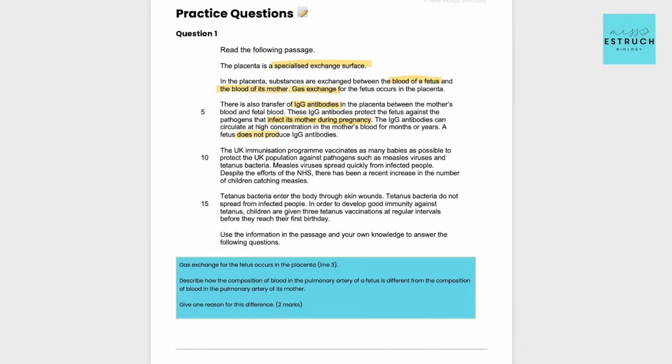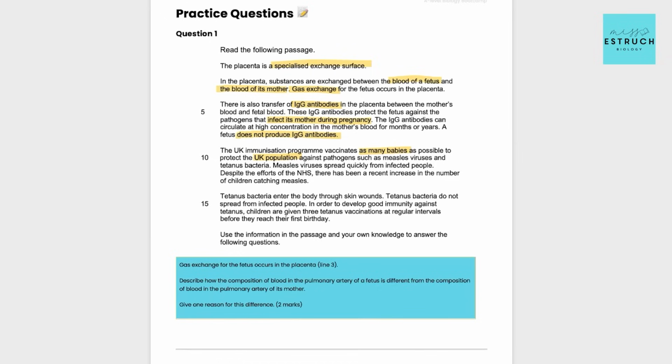So yeah, I'd definitely be highlighting or annotating on its passive immunity, because they've even emphasized there that you're not getting the antibodies being created. They're just gaining the ones that are already made by the mother. The UK immunisation programme vaccinates as many babies as possible to protect the UK population against pathogens such as measles virus and tetanus bacteria. So what I'd be thinking here is primary and secondary immune response. So thinking about those graphs where you get far more antibodies being created and much more rapidly as well. And the fact that they're saying it protects the whole UK population, I'd be considering herd immunity as well.